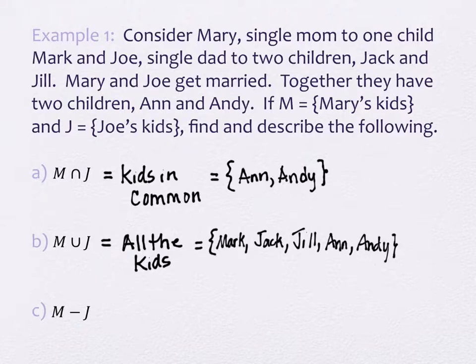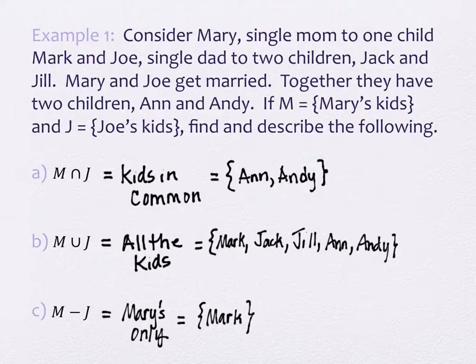Yeah, just kids. So what would M minus J, that minus means relative difference here. What is the relative difference of M and J? Mary's kids. So would it just be Mark? Yes. The ones that are Mary's only, right? The ones she entered the marriage with, so to speak, in this case, and that is, in fact, just Mark.